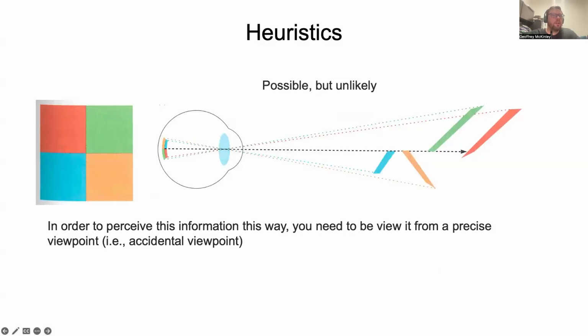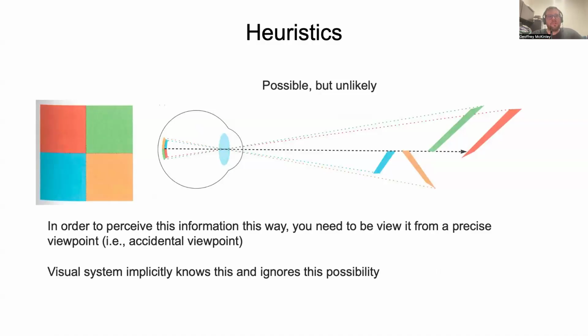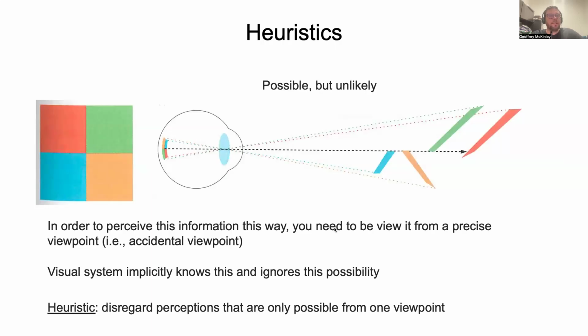And so one thing that you should know, this is a possible interpretation. It's unlikely. One reason it's unlikely is because in order to perceive this information this way, you need to view it from a very precise viewpoint. We call this an accidental viewpoint. The visual system implicitly knows that this is a possibility, but ignores it, right? And so basically the heuristic is to disregard perceptions that are only possible from one viewpoint.